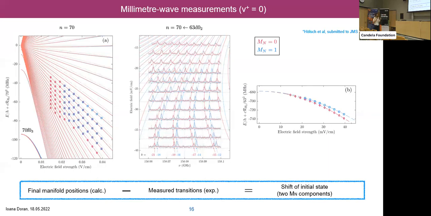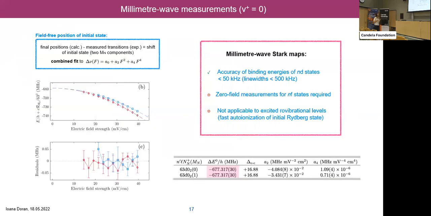So from here, we can extract some quantitative information. And this we can do by fitting this behavior of the Mn equals 0 and 1 states to a polynomial. So we find that a fourth order polynomial is enough to describe their behavior. We perform a fit where the residuals I show on the left-hand side, and these are on the order of 50 kilohertz. And from here, by doing a combined fit for these two substates, we can get the 0 field energies of the initial D states. And this we can get to 30 kilohertz accuracy.